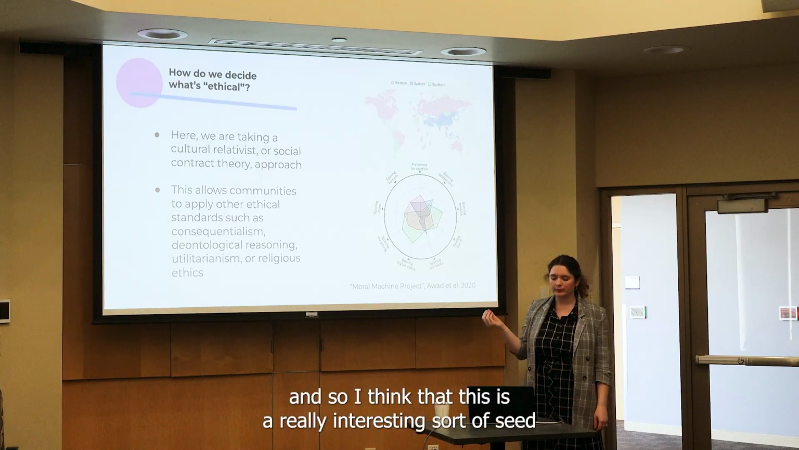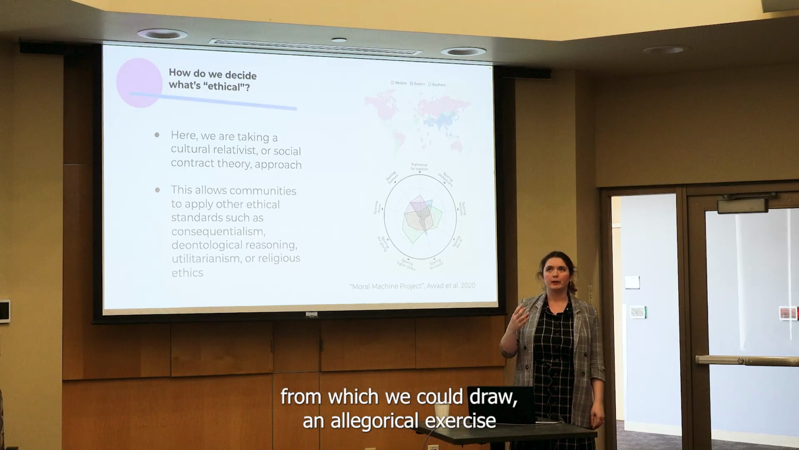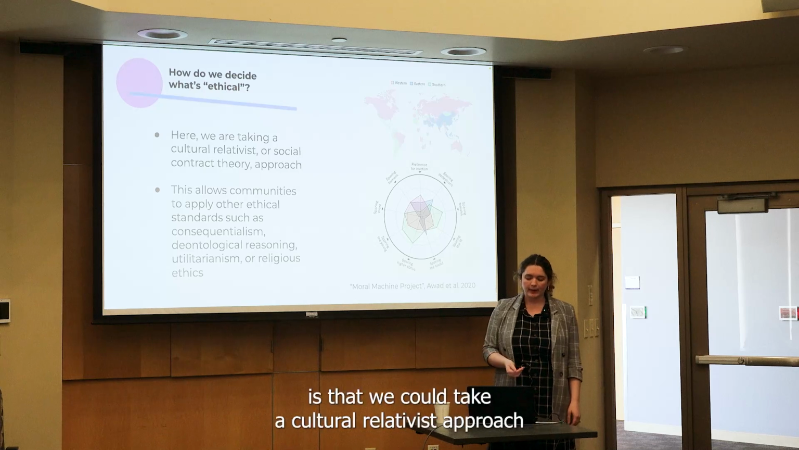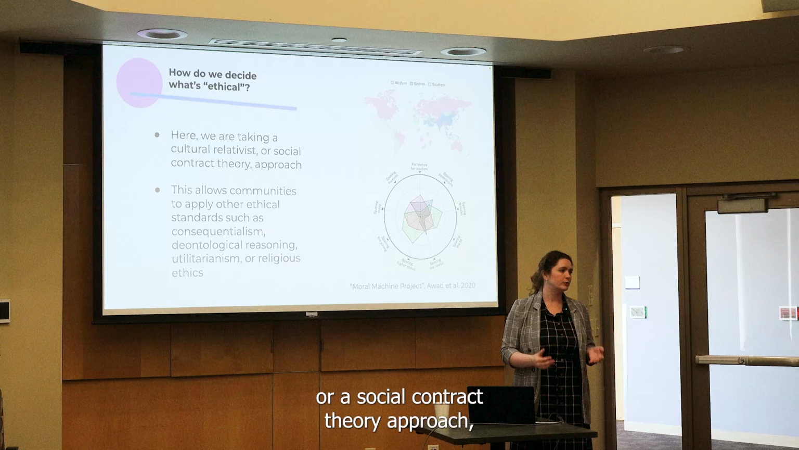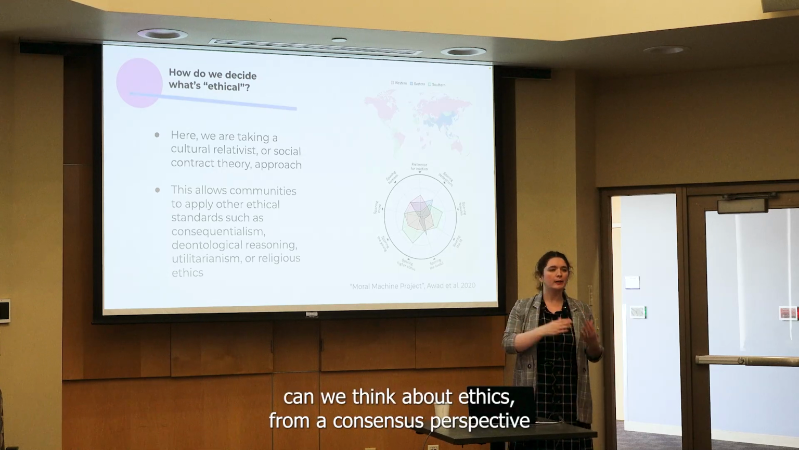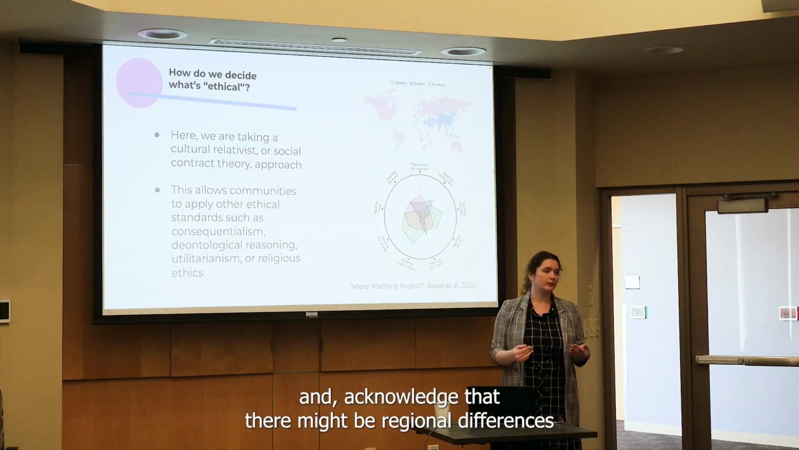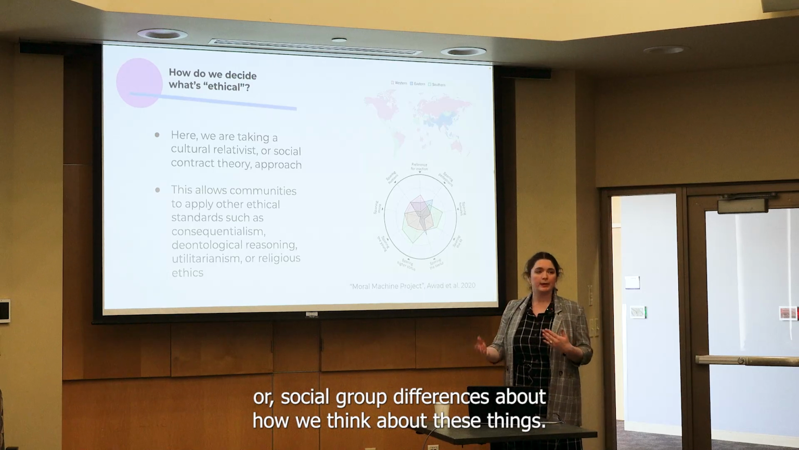And so I think this is a really interesting seed from which we could draw an allegorical exercise in thinking about AI art ethics: we could take a cultural relativist approach or a social contract theory approach, which basically asks whether we can think about ethics from a consensus perspective and acknowledge that there might be regional differences or social group differences about how we think about these things.